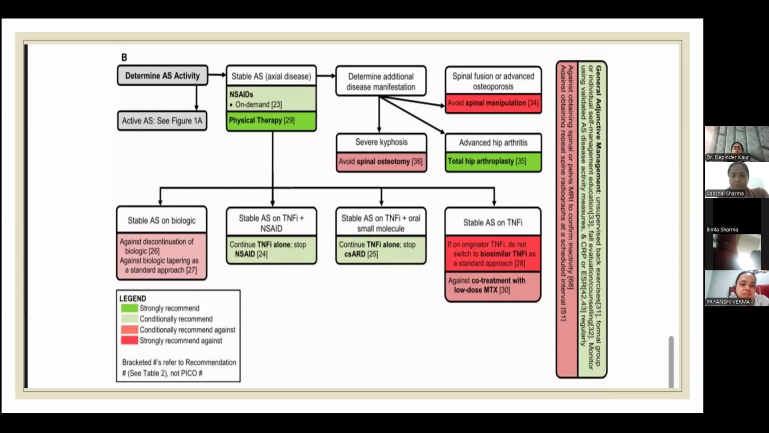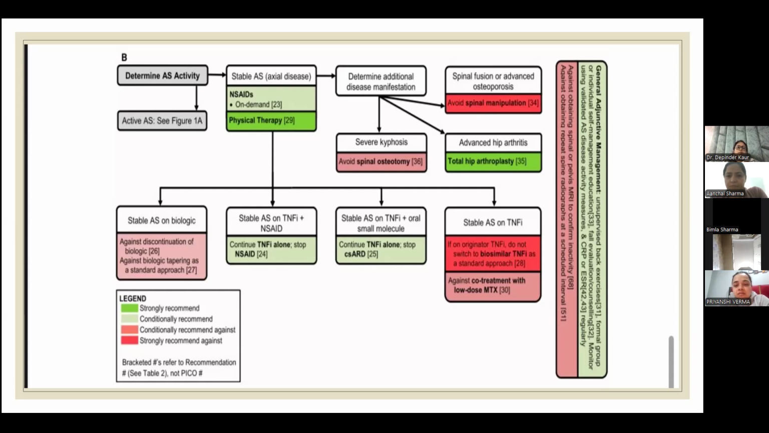And in case of stable AS, if the patient is on a biologic, then it should not be discontinued. If the patient with stable AS is on TNFi plus NSAIDs, then the treatment should be continued with TNFi alone and NSAIDs should be stopped.